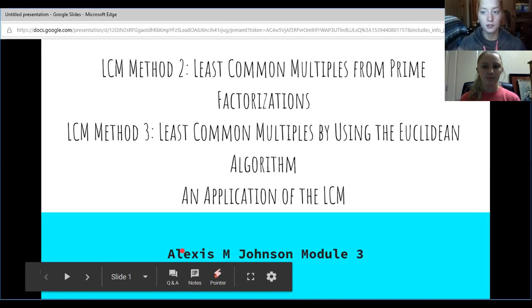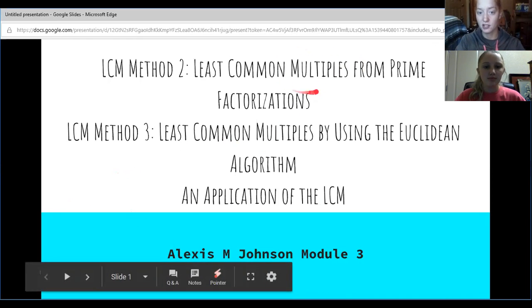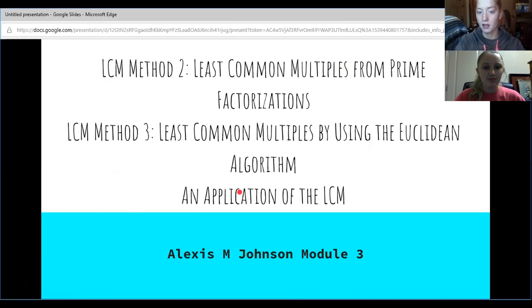Have you ever wondered if there's more than one way to solve most problems? Well, I'm here to tell you that there is, and I want to explain two methods that you can actually use to solve the same kind of problems, which are least common multiple. My first one is the prime factorizations. My second one is the Euclidean algorithm, and then I will talk about some applications of the least common multiple that you can use in real life.